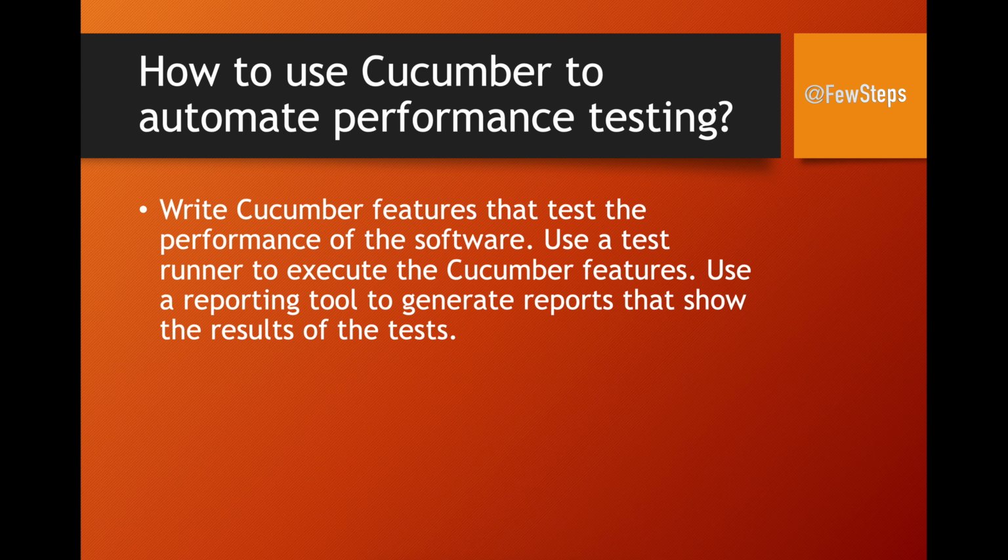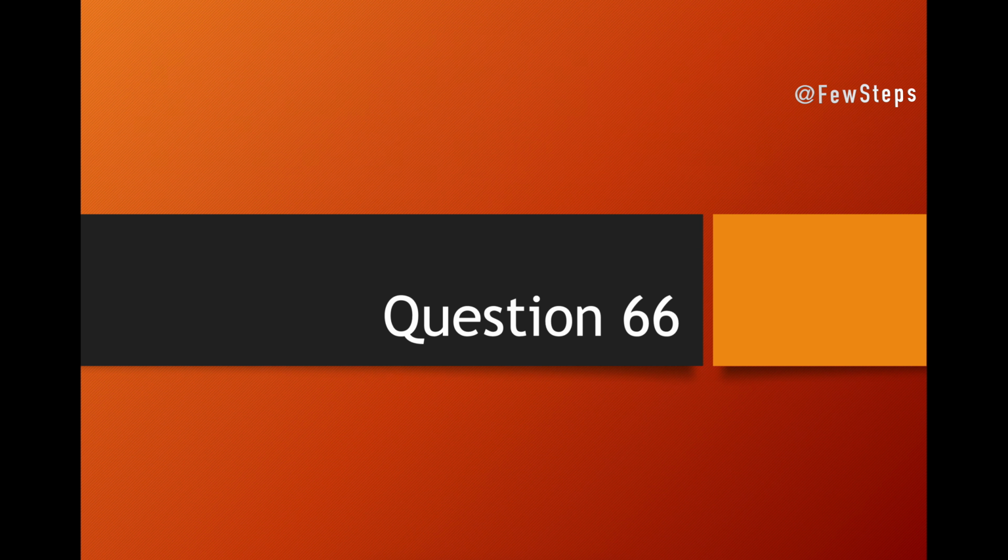Question 65. How to use Cucumber to automate performance testing? Write Cucumber features that test the performance of the software. Use a test runner to execute the Cucumber features. Use a reporting tool to generate reports that show the results of the tests.